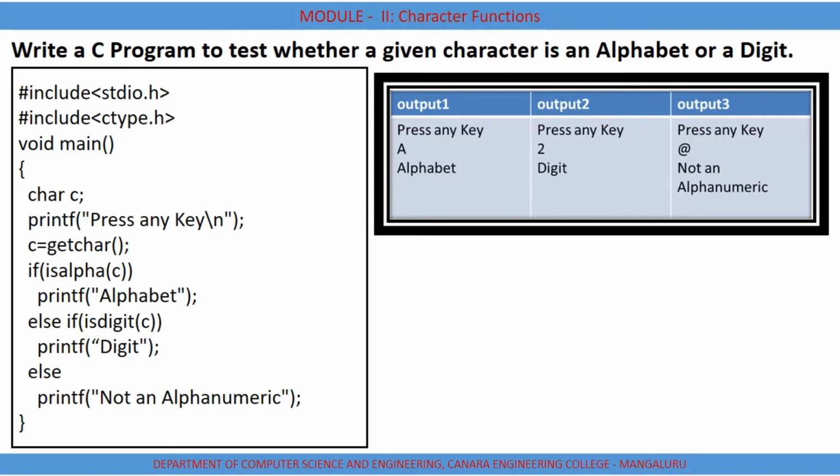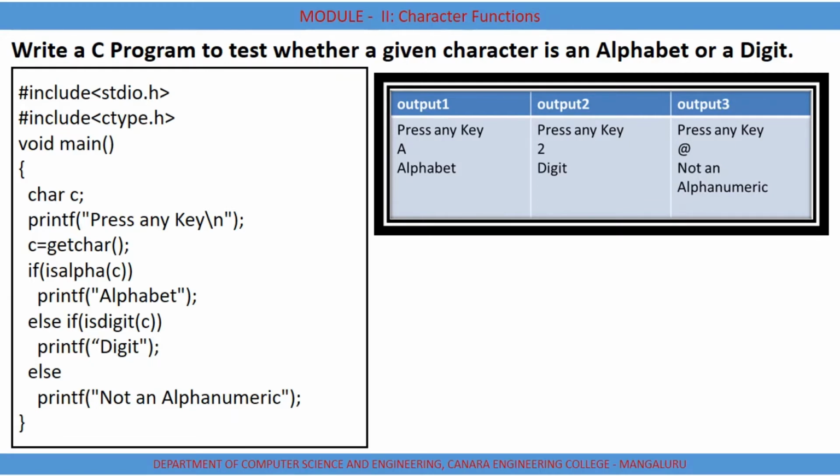Next, void main marks the beginning of the program. Now I have to accept the input from the user and then check whether it is an alphabet or digit. Since I am accepting the input from the user, I need to store it in a variable. That's why I have defined a variable here, char c. c is the variable in which I am going to store whatever input the user gives. Next is the printf "press any key", to indicate to the user that he has to press a key from the keyboard.